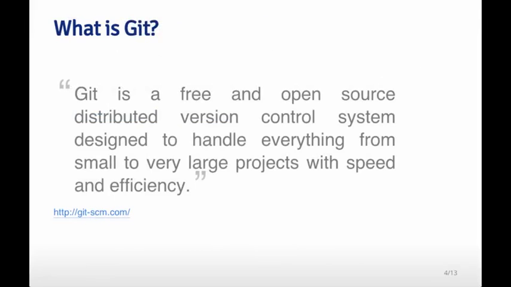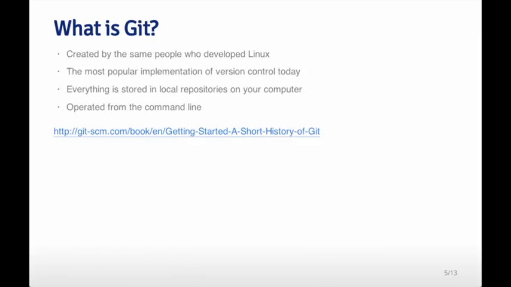It's distributed, so it can handle everything from small to very large projects with speed and efficiency. It's one of the most commonly used version control systems right now. It was created by the same people who developed Linux. It's definitely the most popular version control today compared to all the other version control systems like SVN.